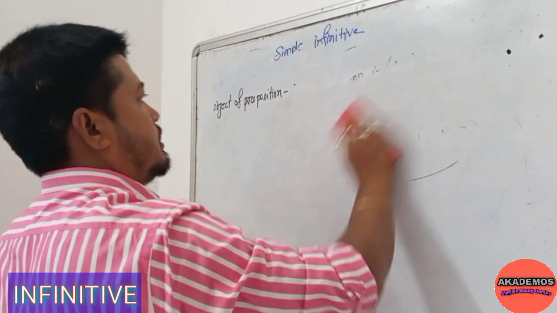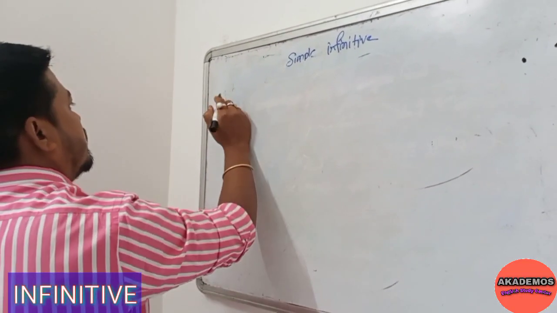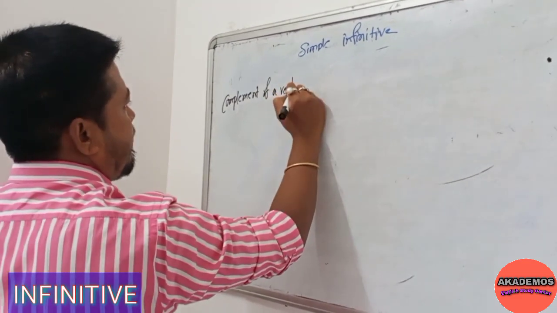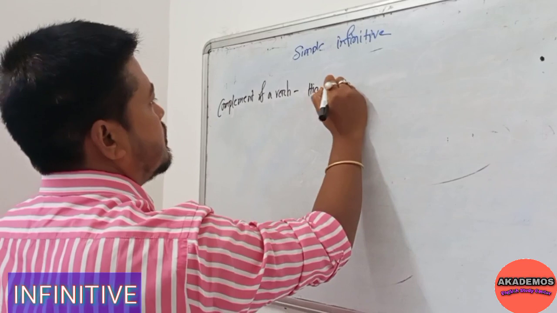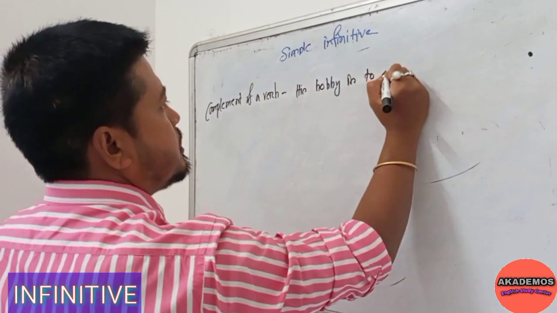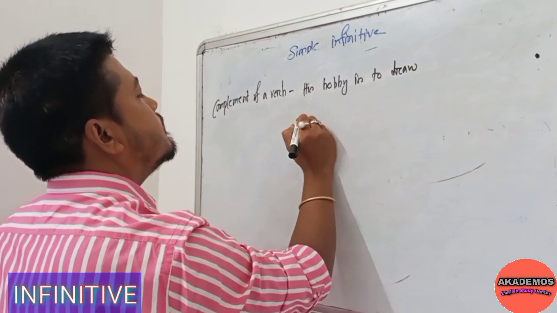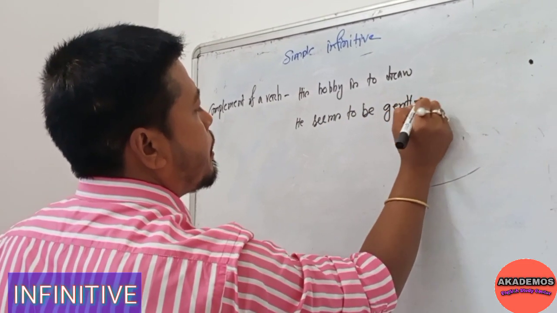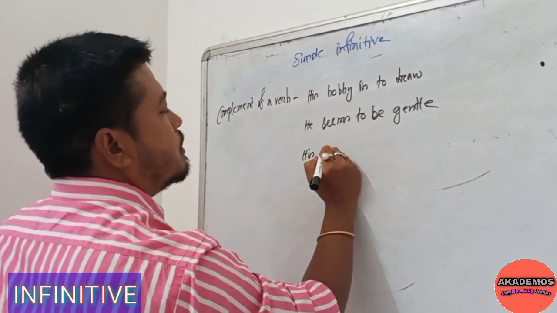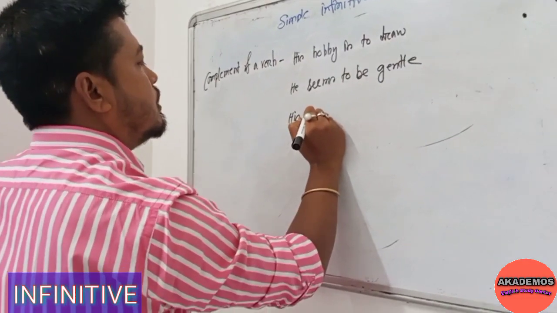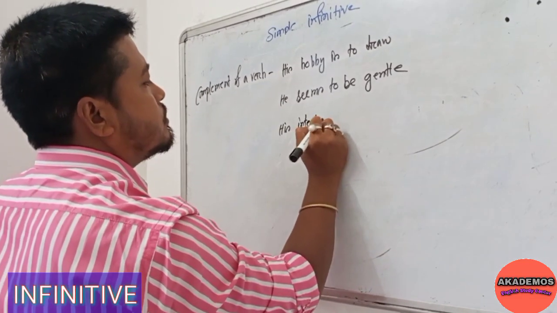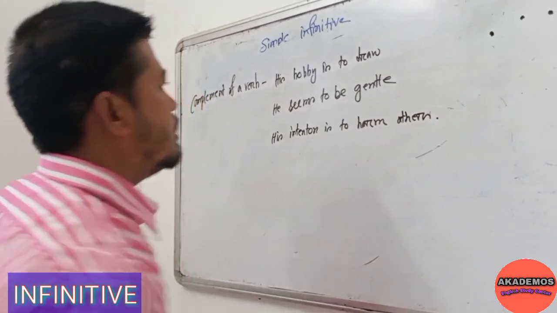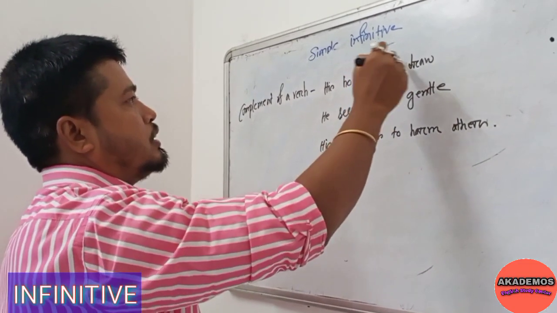Next. The complement of verb. Complement of a verb. His hobby is to draw. He seems to be gentle. His intention is to harm others. This is the complement of verb.